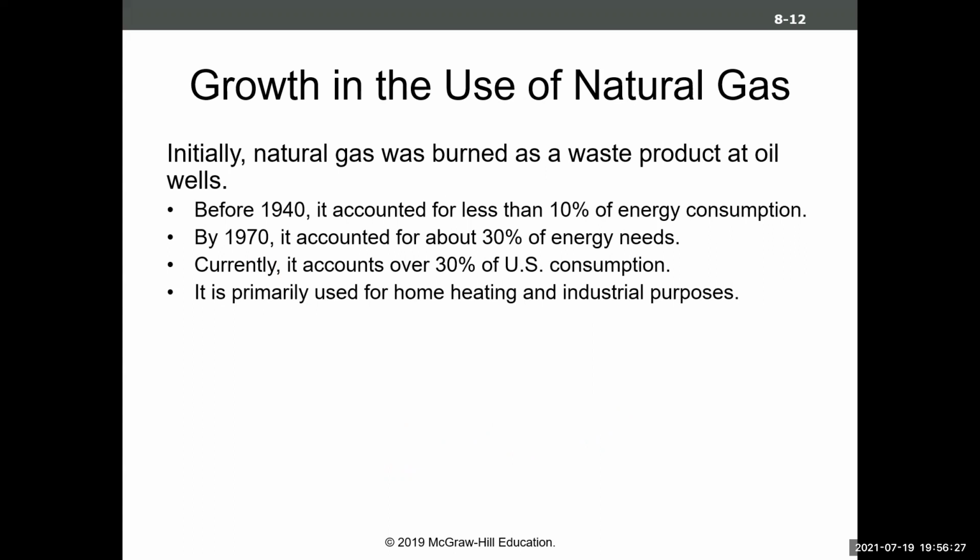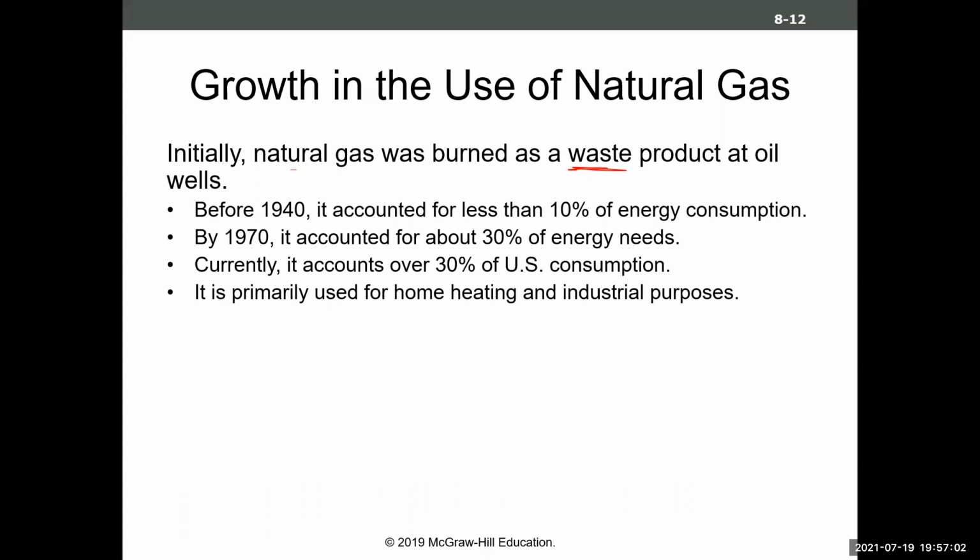So the next thing we're going to look at is the growth of natural gas. Initially, natural gas was burned as a waste product at oil wells. So whenever you drill for oil, you'll hit an oil well and then you can pump that oil out, but then there's natural gas in that cavity that the oil's sitting in. And so they typically burn that natural gas as it comes out.